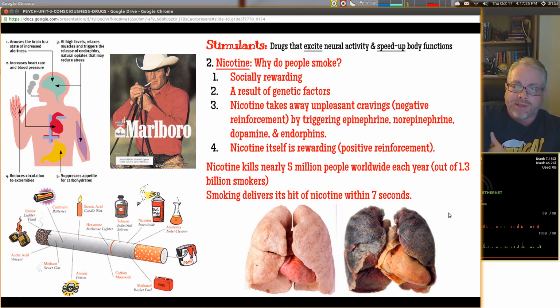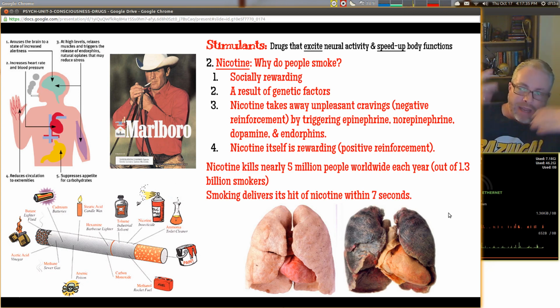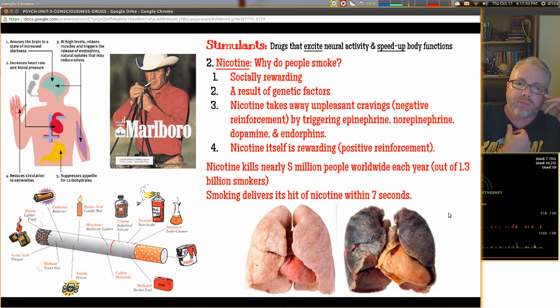Nicotine takes away unpleasant cravings, so it's a negative reinforcement. We're going to talk more about that in the next video. It triggers epinephrine, norepinephrine, dopamine, endorphins, all these chemical reactions happening in your brain. Nicotine itself is rewarding as a positive reinforcement because you are getting stimulated by smoking, and so you're going to want to keep doing that because it makes you feel better.